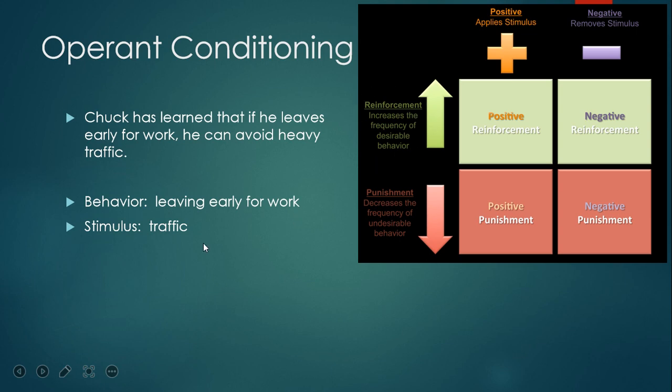We know it's reinforcement. And traffic, specifically heavy traffic, is the stimulus. Now, is traffic being added or taken away? Well, he's avoiding it. So the traffic, the unpleasant traffic, is being taken away. So if something's being taken away, it's negative. And we already established it's reinforcement, so we have negative reinforcement. Chuck is more likely to engage in this behavior because an unpleasant stimulus is being removed.